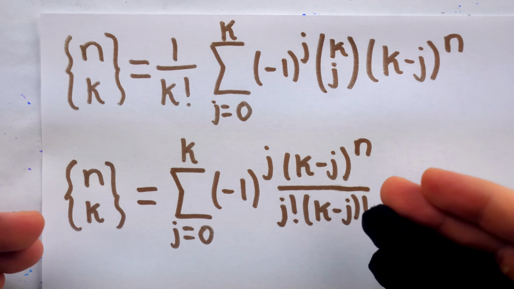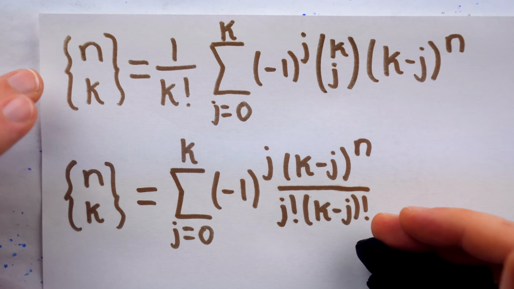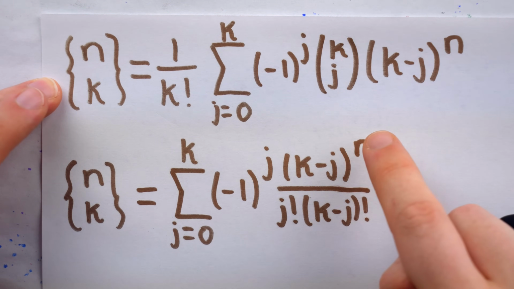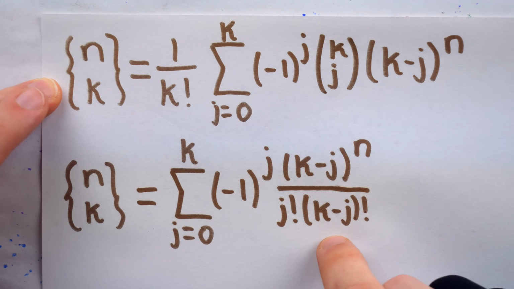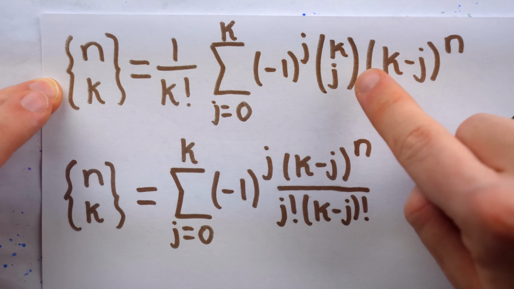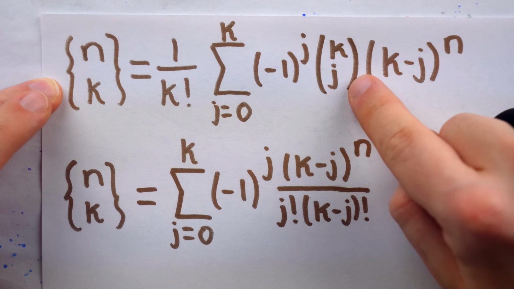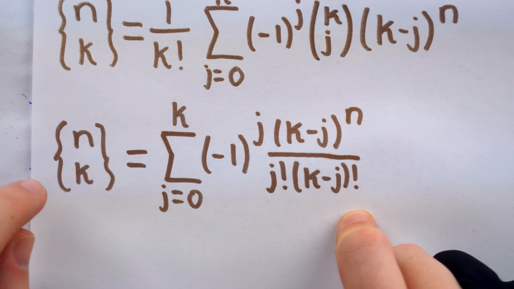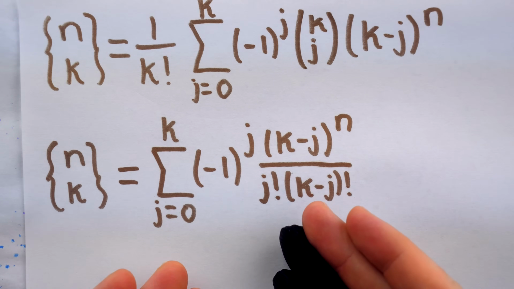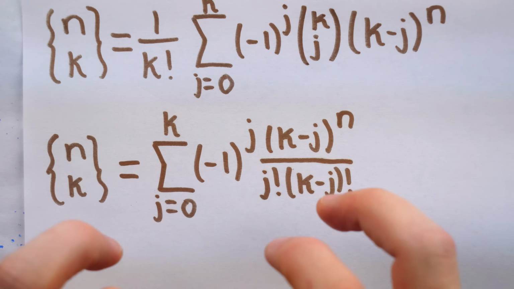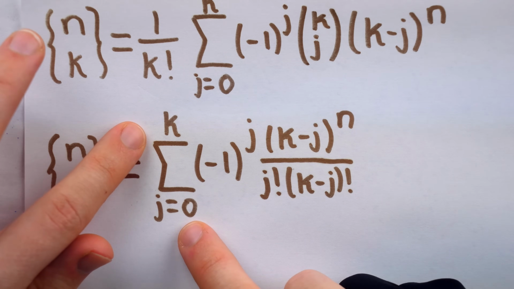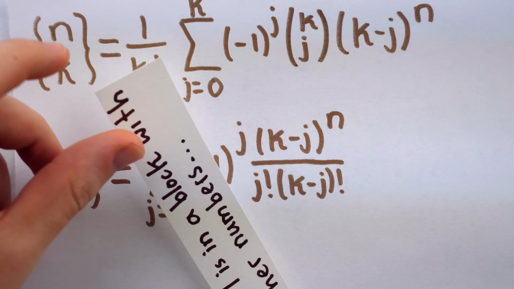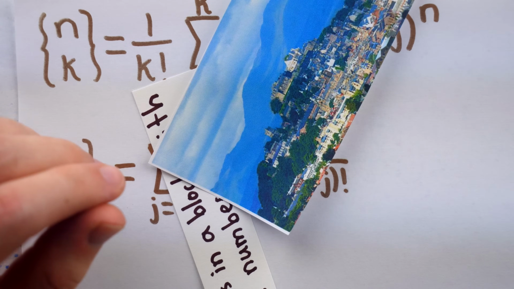And we thus arrive at a form that's probably as good as we're gonna get it. -1 to the j times k minus j to the n divided by j factorial times k minus j factorial. That denominator is from what remains of the binomial coefficient. And so that's our beautiful formula for Stirling numbers of the second kind. It's not what's generally regarded as a closed form expression because of the summation, but at least it's not a recurrence relation.